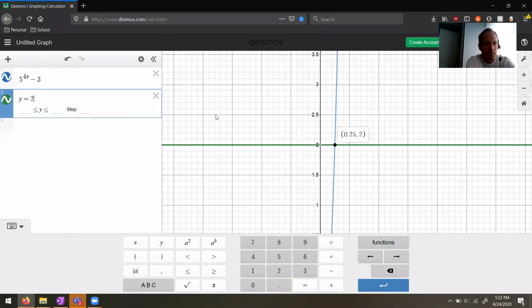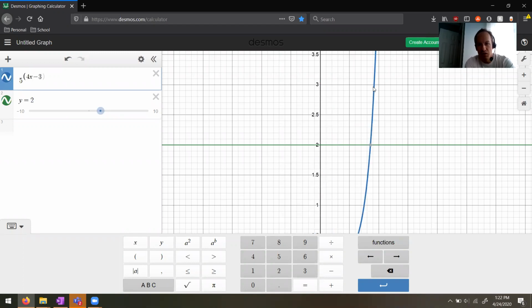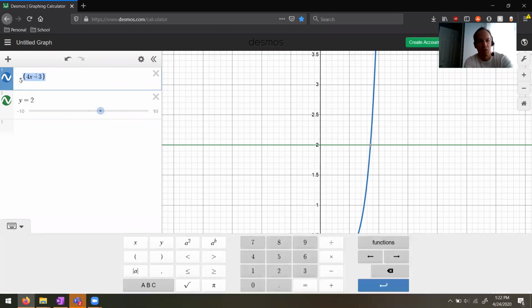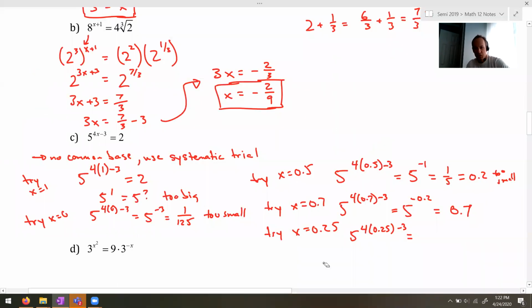oh, I screwed up. Desmos really likes when you put your brackets around the exponent. Okay, let's try it one more time. Sorry, my apologies. Okay, so there we go. That's better. 5 to the power of 4x minus 2. Make sure you put your brackets around. I felt this didn't seem right. Okay, so 0.858. All right, so we're just going to scratch that because I was thinking there's no way that's going to work.